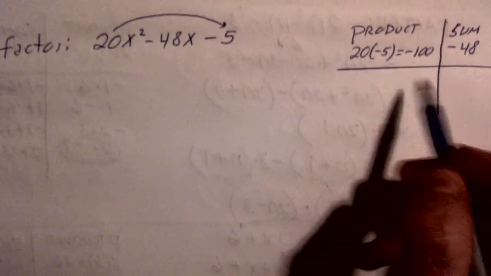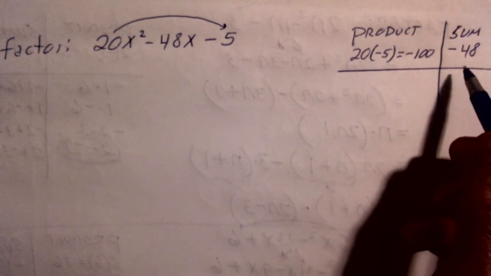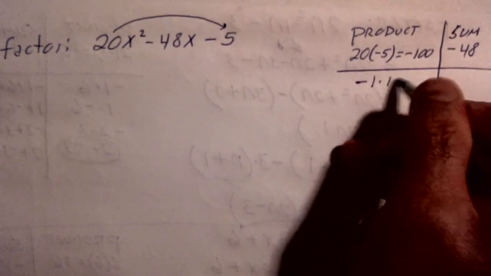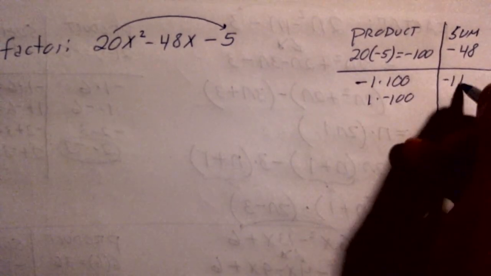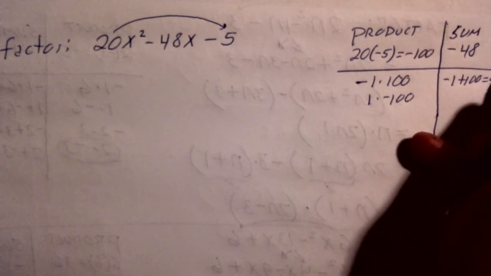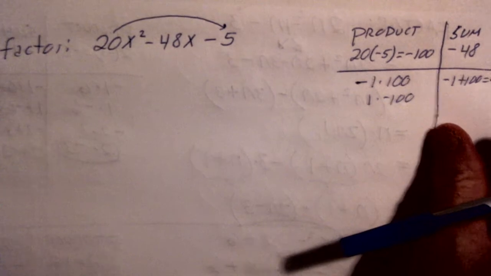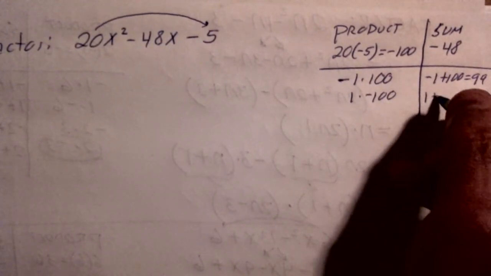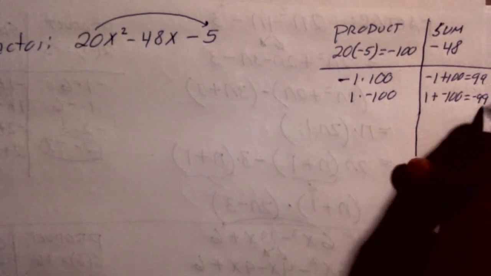So we're searching for a couple of factors of negative 100 that add up to negative 48. Well, what are factors of negative 100? Negative 1 and 100 or 1 and negative 100? These don't work because negative 1 plus 100 add up to 99. We must have them sum up to negative 48. 1 and a negative 100 don't work because 1 plus a negative 100 add up to negative 99. Negative 99 is not negative 48.